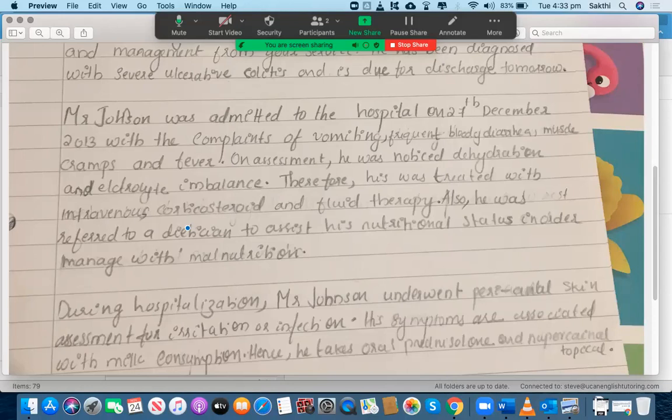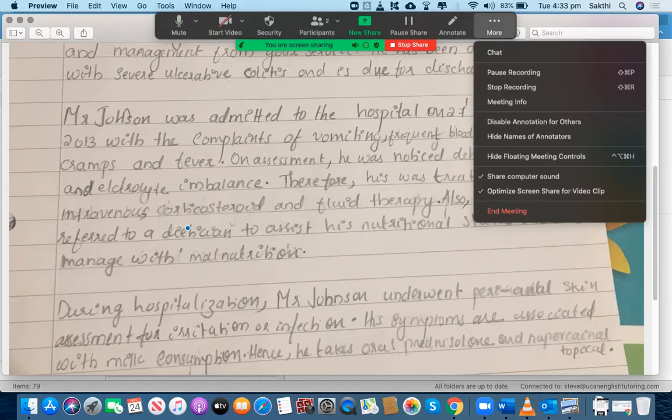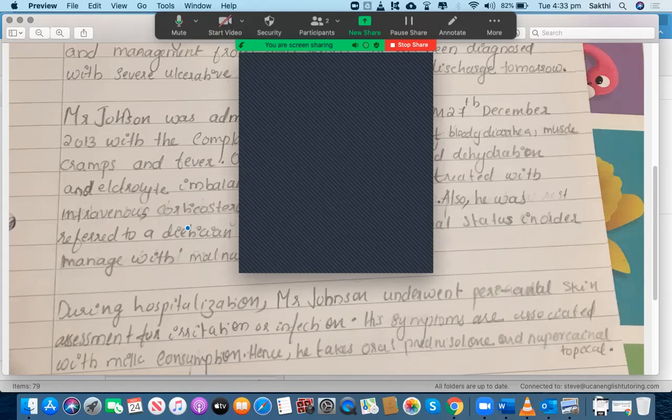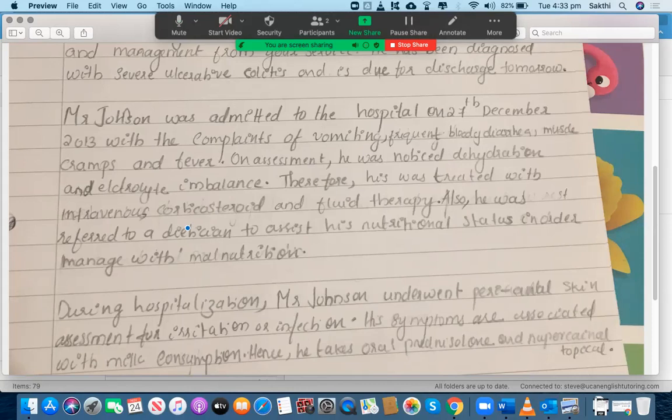Also, he was referred to a dietitian to improve his nutritional status. I think it should be "to improve his nutritional status." What about "in order to manage malnutrition"? You don't need to use "with" after manage. In order to manage, and then whatever the condition, that goes right. You need to remove "with." All right, let's go to the next one.